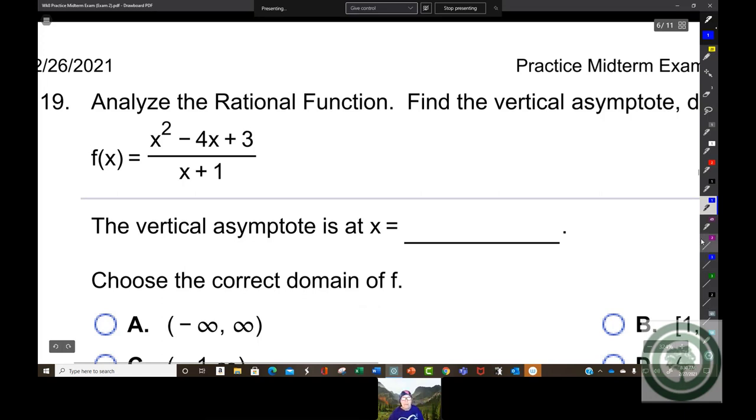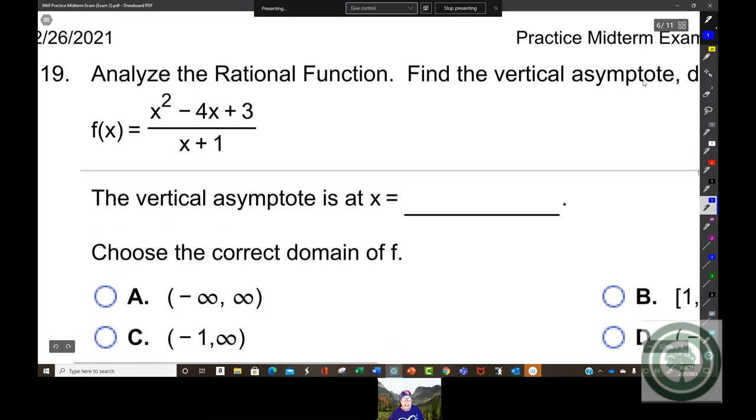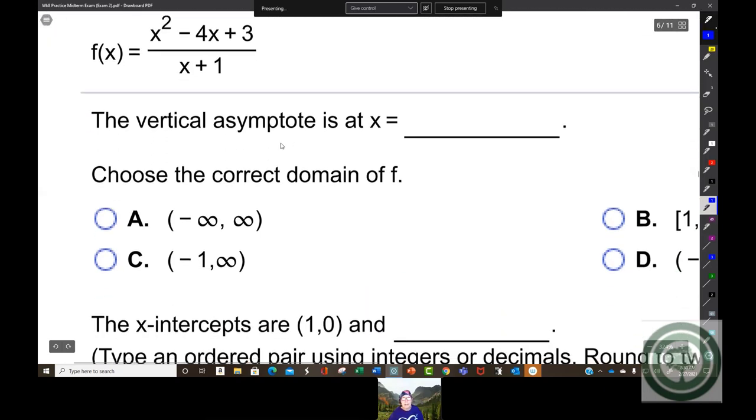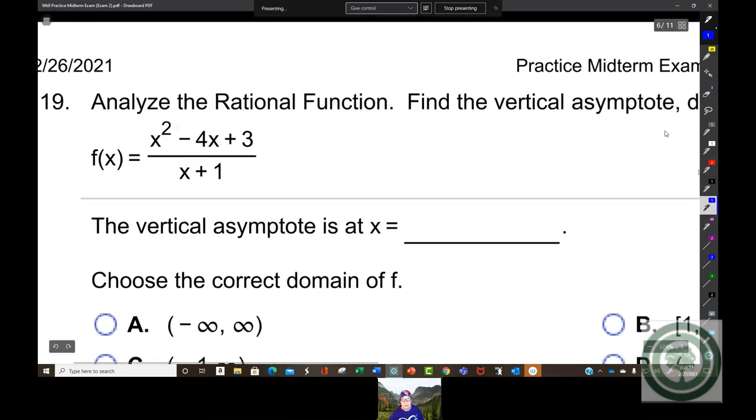All right. You have to find the domain before you find anything else, especially the vertical asymptotes. So you have to find the domain before you find the vertical asymptotes. So to find the domain, we have to do what we did before. We have to take the denominator, set it equal to zero, and solve for x. But this one is really easy, right? Subtract 1. I can't even cancel out. How do you cancel out a 1?